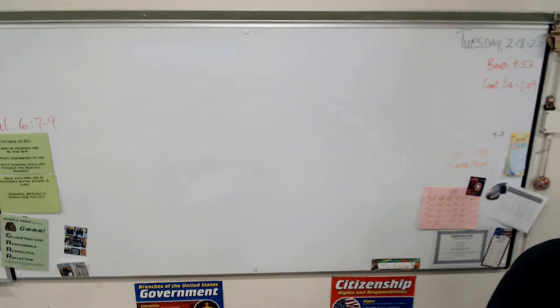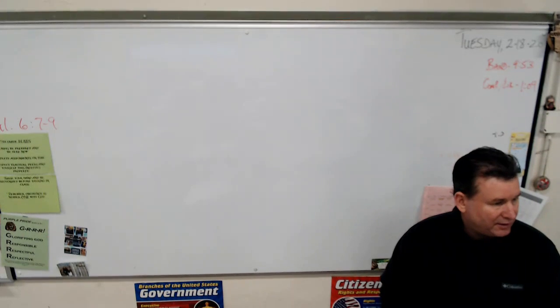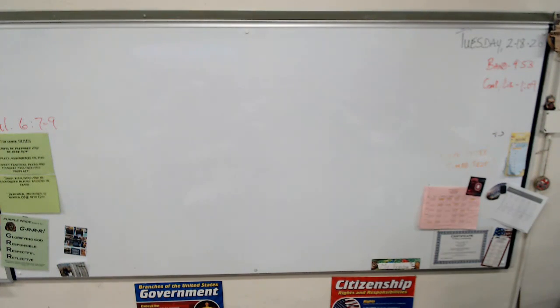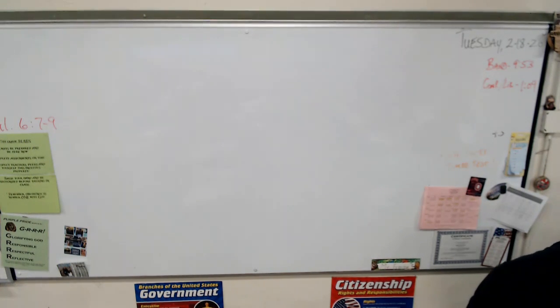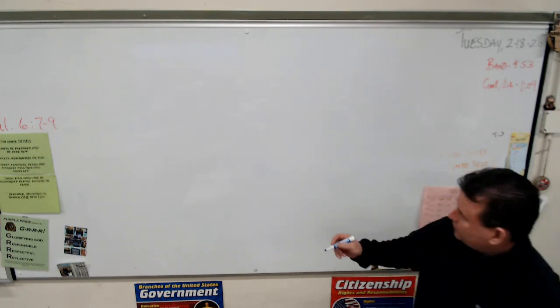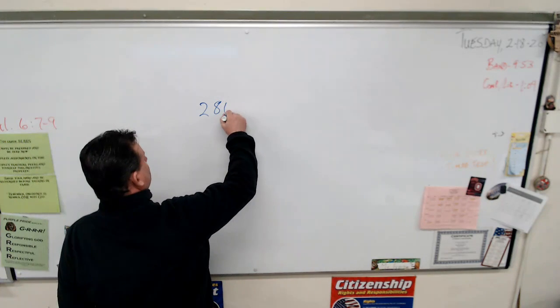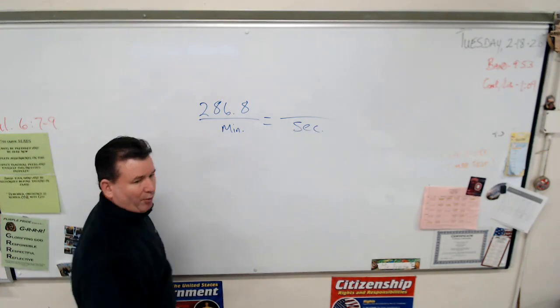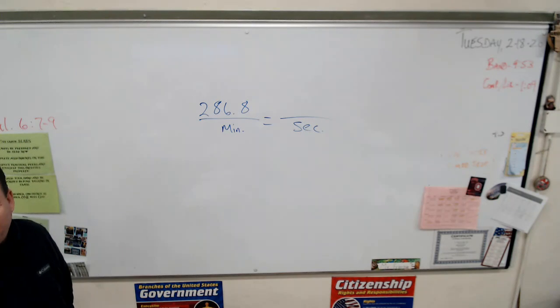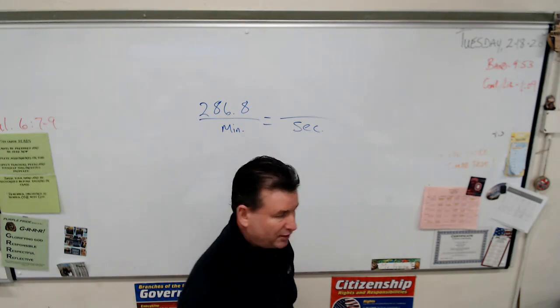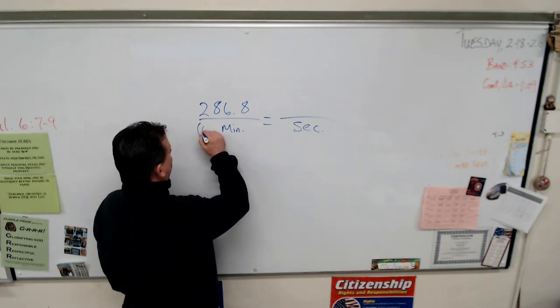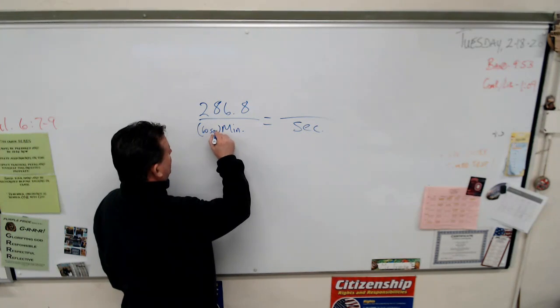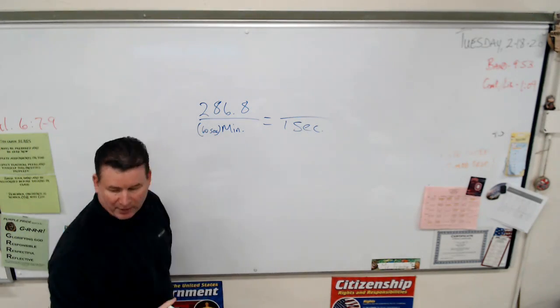Also, number 7, more than half missed. 286.8 meters per minute. How many per second? What would I have to do? I got to set up a proportion, an equivalent fraction ratio, 286.8 per minute, and now they want to know per second. Well, how did I go from minutes to seconds? What do I have to divide by? 60. So your job was to take that 286 and divide by 60 because a minute is 60 seconds. So to get to 1 second, you have to divide by 60.